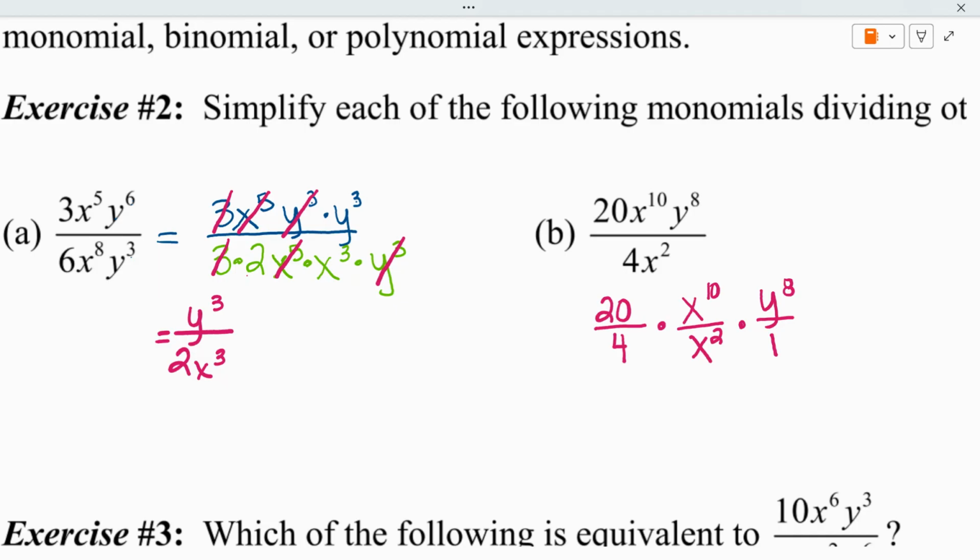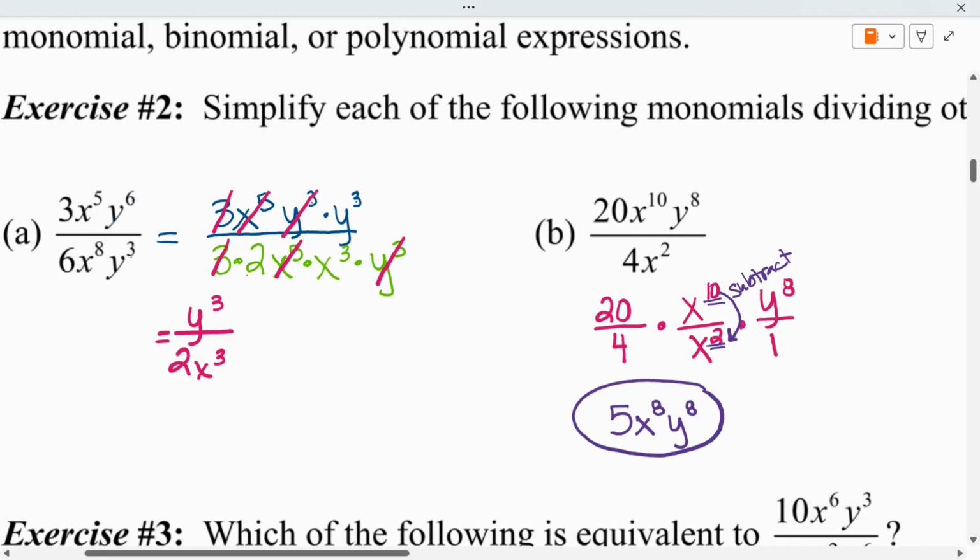So what's 20 divided by 4? 5. What's the rule? If the base is the same and I'm dividing, I do what with the exponents? Subtract. So 10 minus 2 is x to the 8th. And y to the 8th, we're not doing anything to it, so you just multiply it right along. All right. Does that make sense?